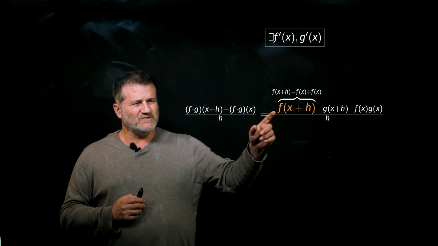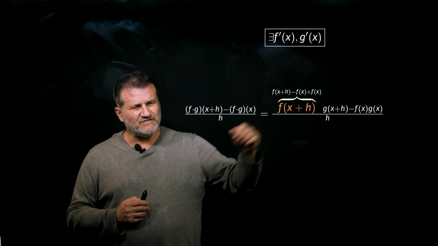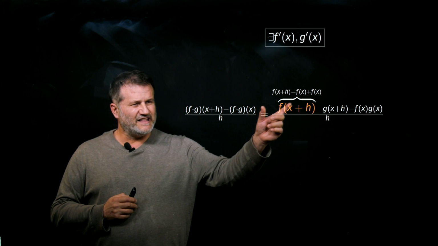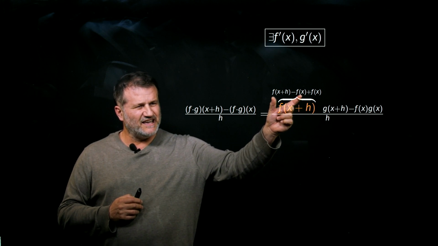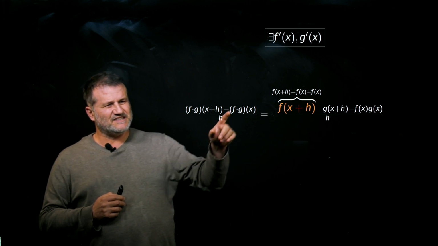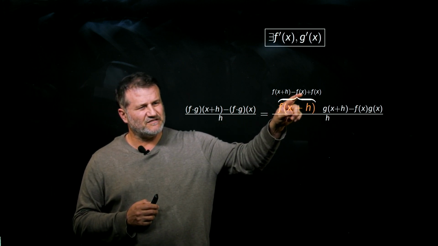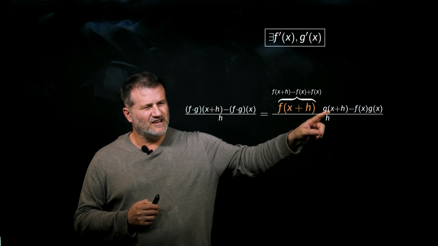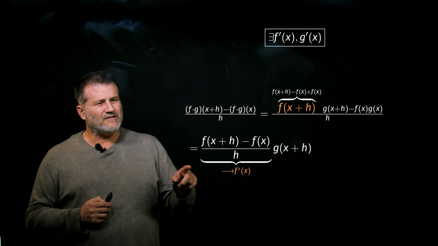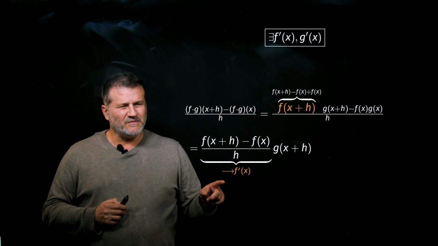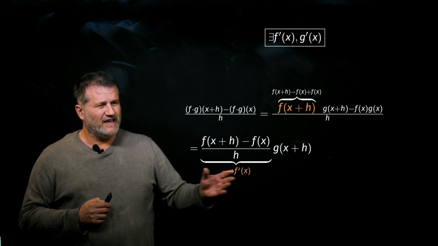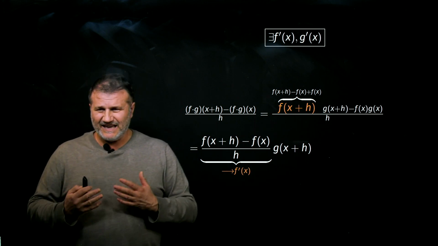And here what we do, we take, for example, this factor, f of x plus h, and we add and subtract f of x. Then we put together f of x plus h minus f of x, and we split the fraction. What happens is that we get f of x plus h minus f of x divided by h, multiplied by g of x plus h that you see here. Now, the first part is the incremental ratio of f that goes to f prime of x when h goes to 0. And the second factor is g of x plus h.